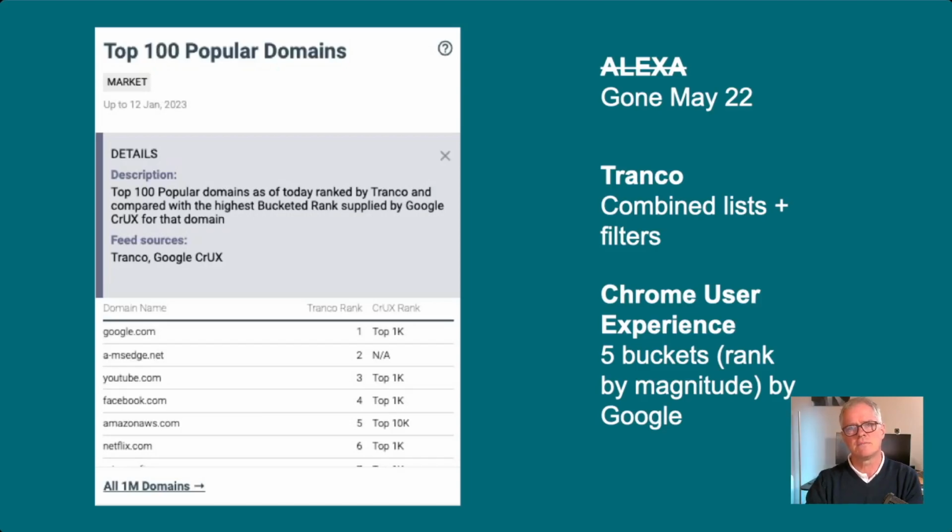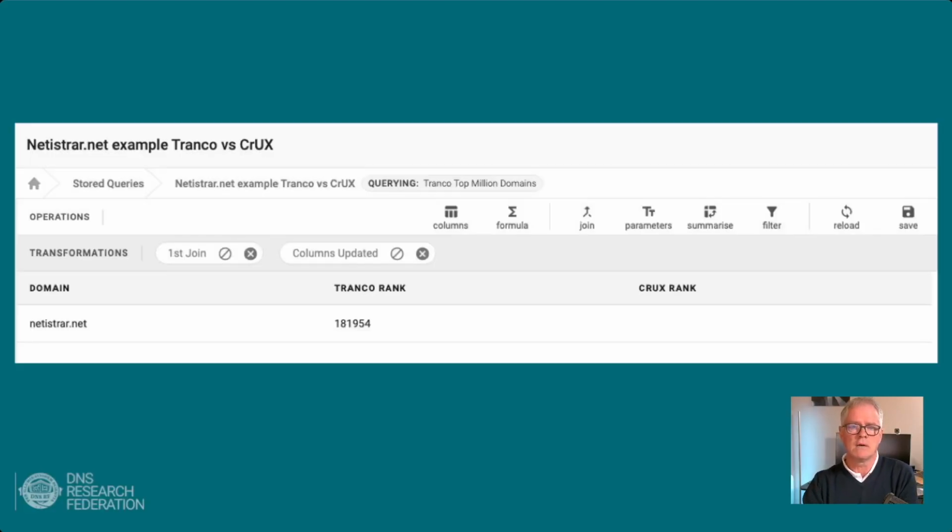If we take a domain that we know well, netistrar.net, we have a small registrar that we operate. We know that that domain name is appearing in Tranco. It would be in the top bucket for Google. It's ranked at 181,000 in the top 1 million. It has no Chrome user experience ranking. The reasons for that we don't need to go into today, but they're interesting. We have our own thinking about that, and we could discuss that maybe in the comments.